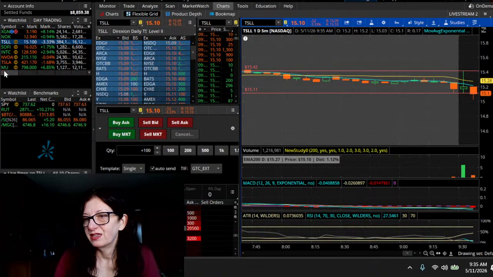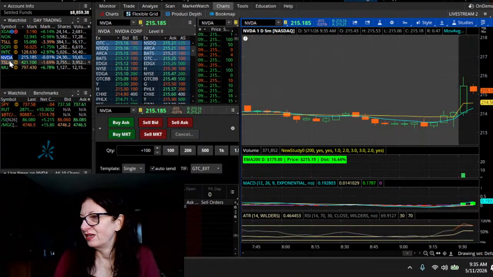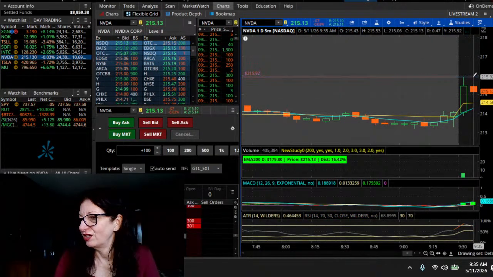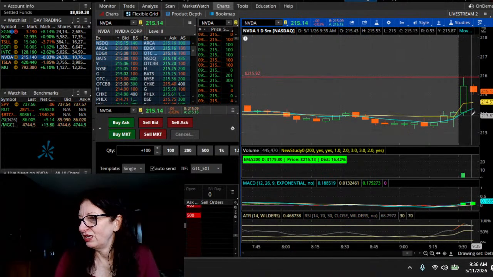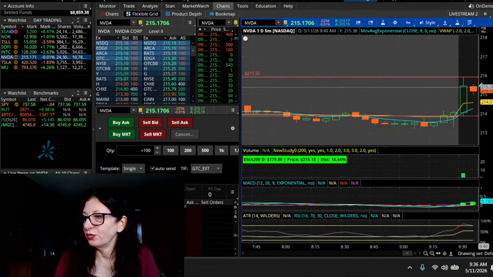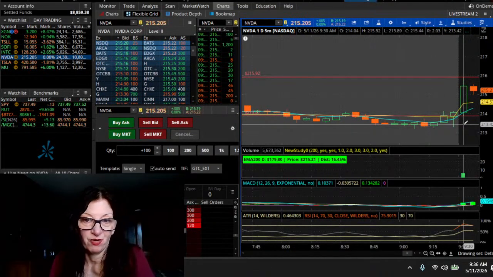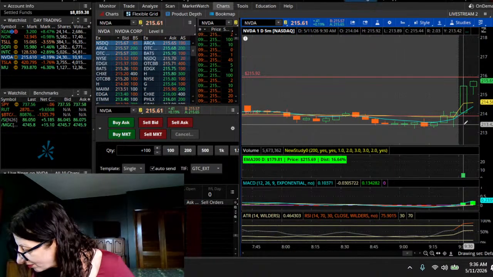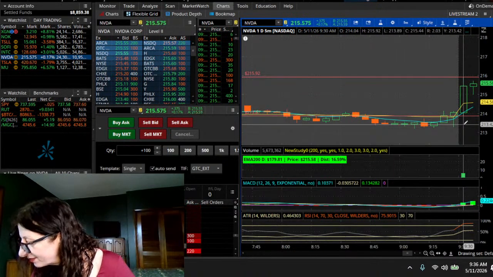Okay. Let's look at NVIDIA. So here, it would be the high here and the low here, and it's still within this range. It hasn't broken out above or below the range yet.